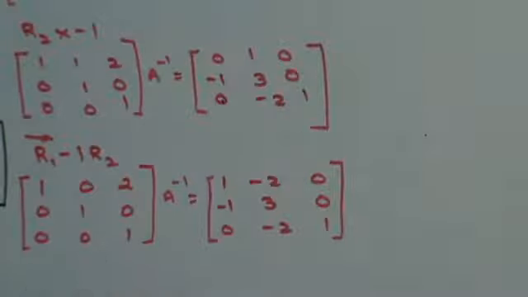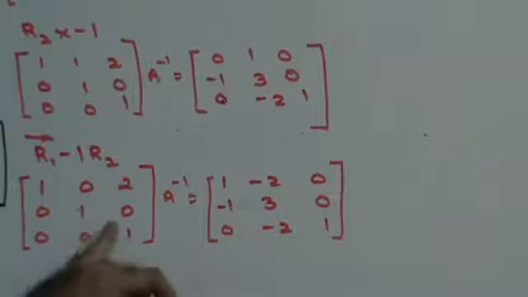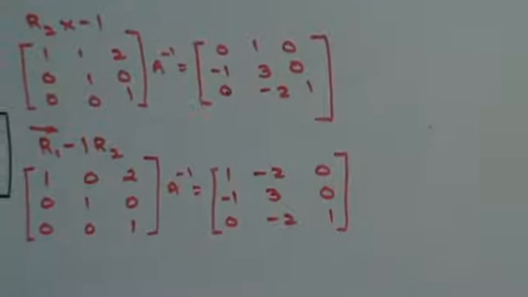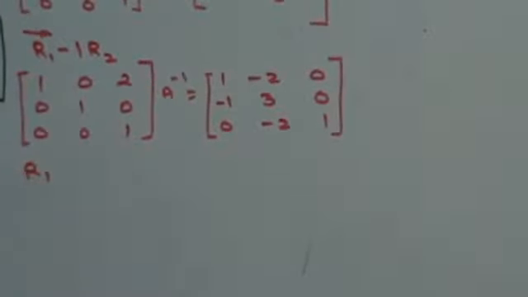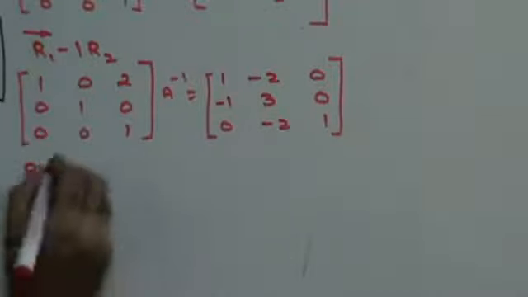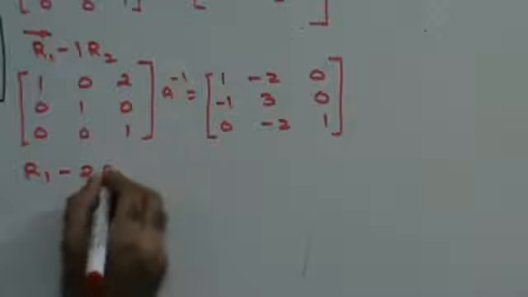I want to make this number as 1, the number in the 9th position as 1. It was already 1. I want to make the number in the 7th and the 8th position as 0. 8th position is already 0. I want to make 7th position as 0. Where is the number? In R1. What is the number? 2. What is the complement of 2? Minus 2 R3.